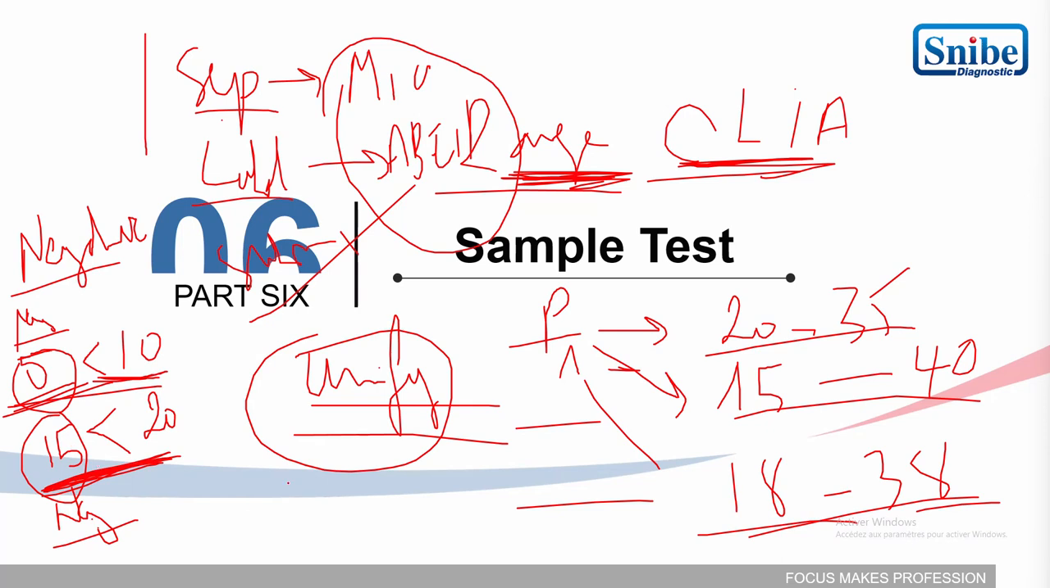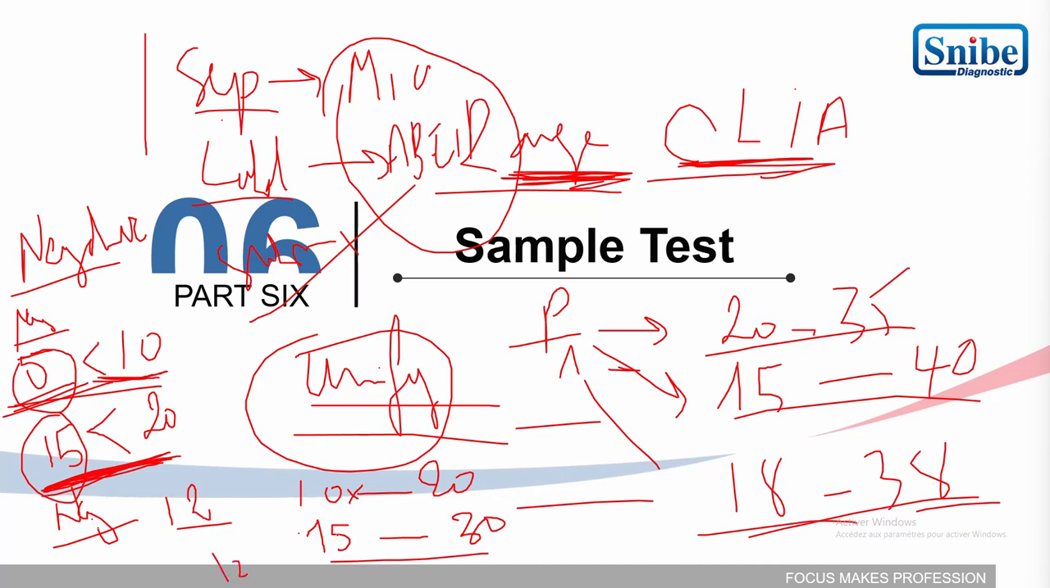If the normal range for one manufacturer is between 10 and 20, and for the other, for example, it is between 15 and 30, and we get the result, for example, 12. 12 here is in the range, but in the second manufacturer it is not in the range.